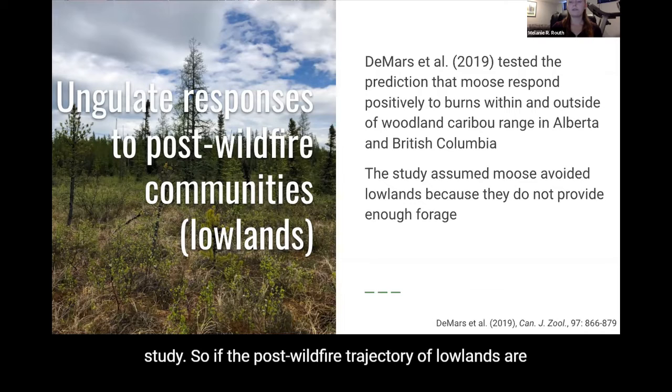So if the post-wildfire trajectory of lowlands is to return to lowlands, thus providing insufficient browse for moose, then that would be enough to alter moose and white-tailed deer behavior towards these lowlands.